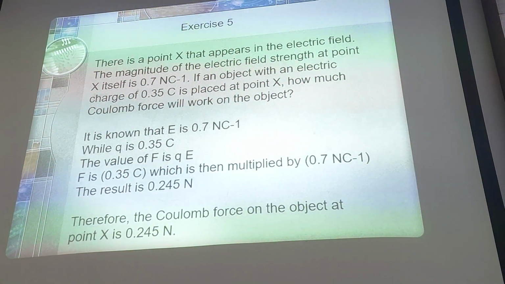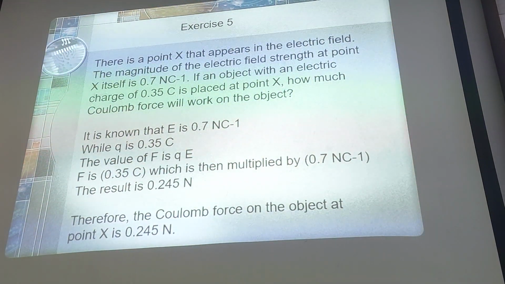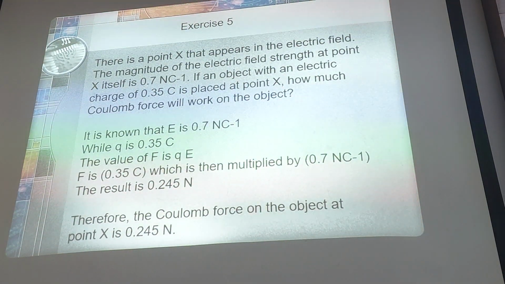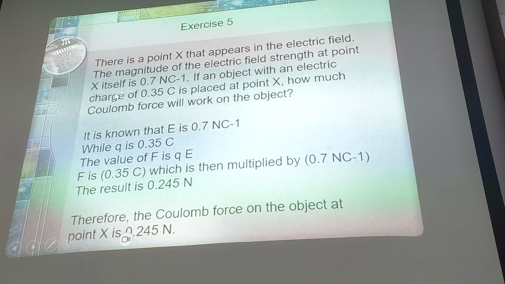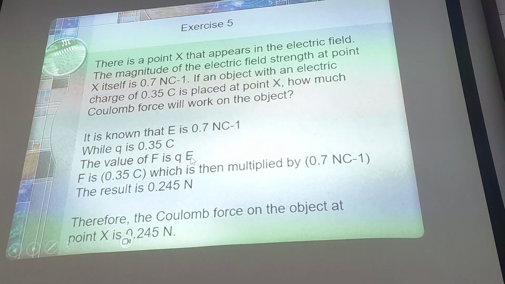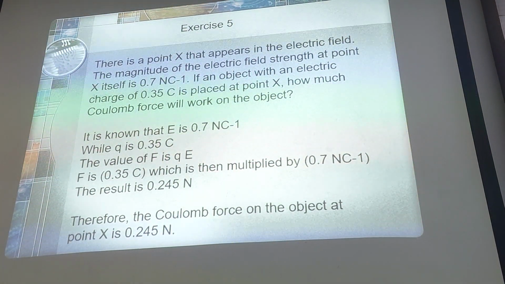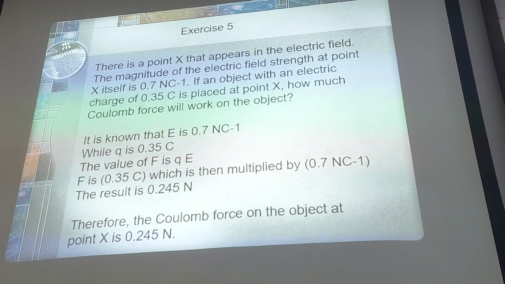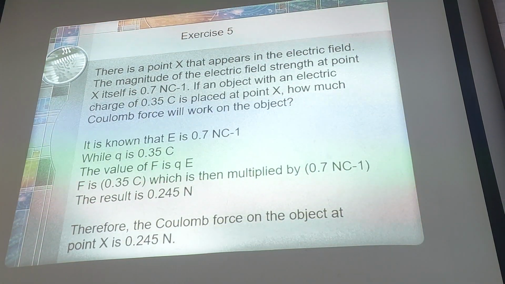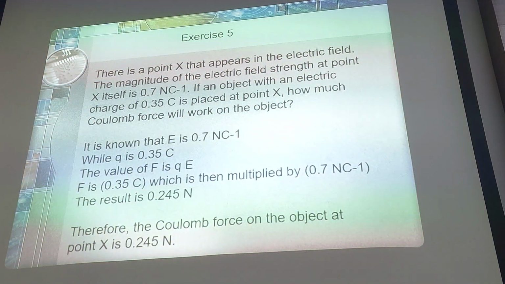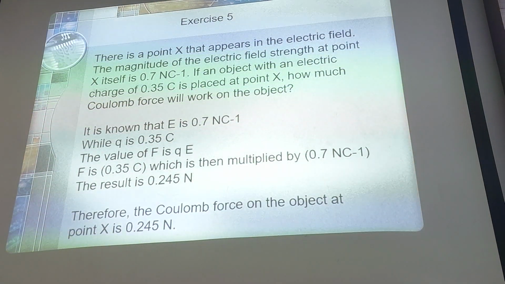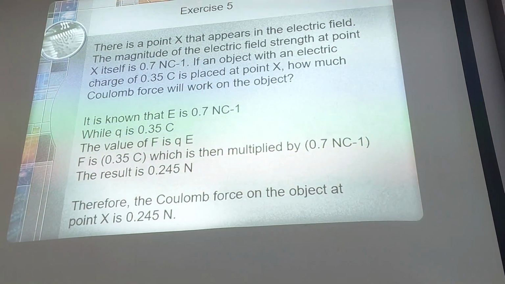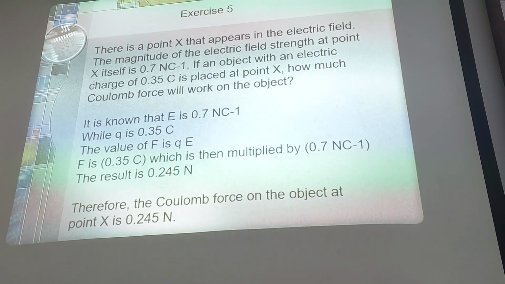So what is the force? If you still remember the formula, F is equal to Q multiplied by E. You just put down the numbers over there. So just multiply Q and E, and you get 0.245 Newton. It's a simple one. Maybe too simple for an exam.